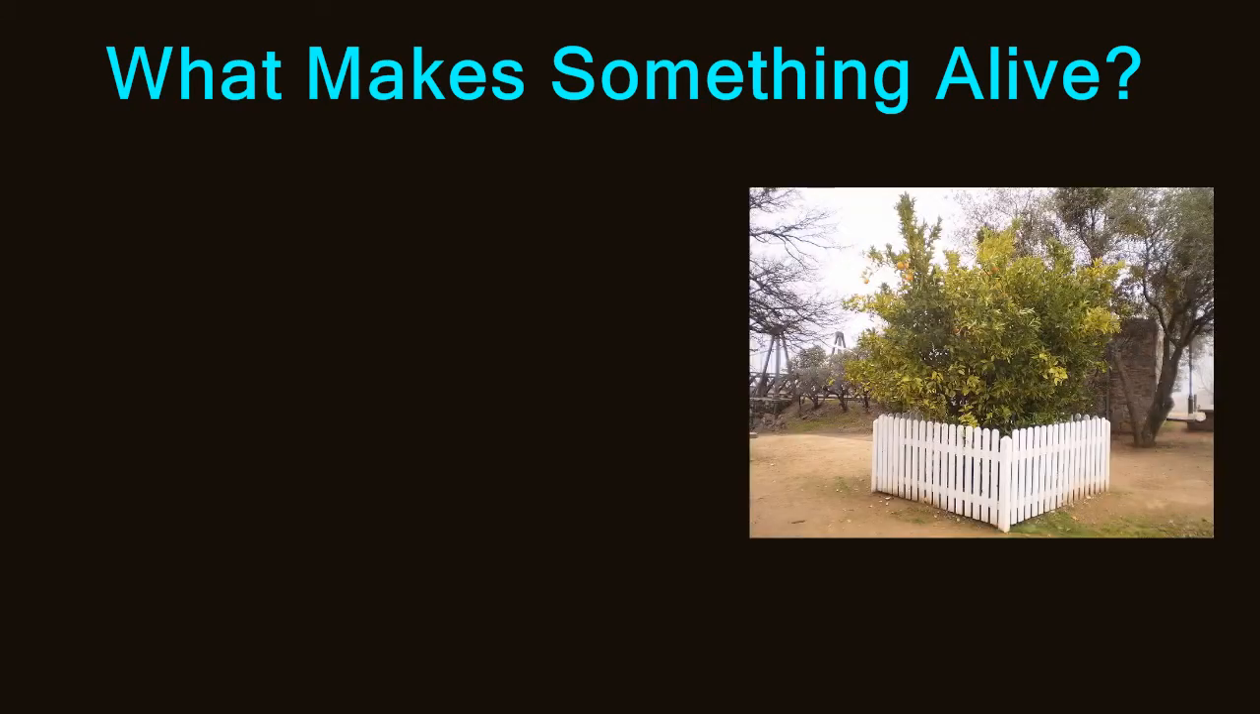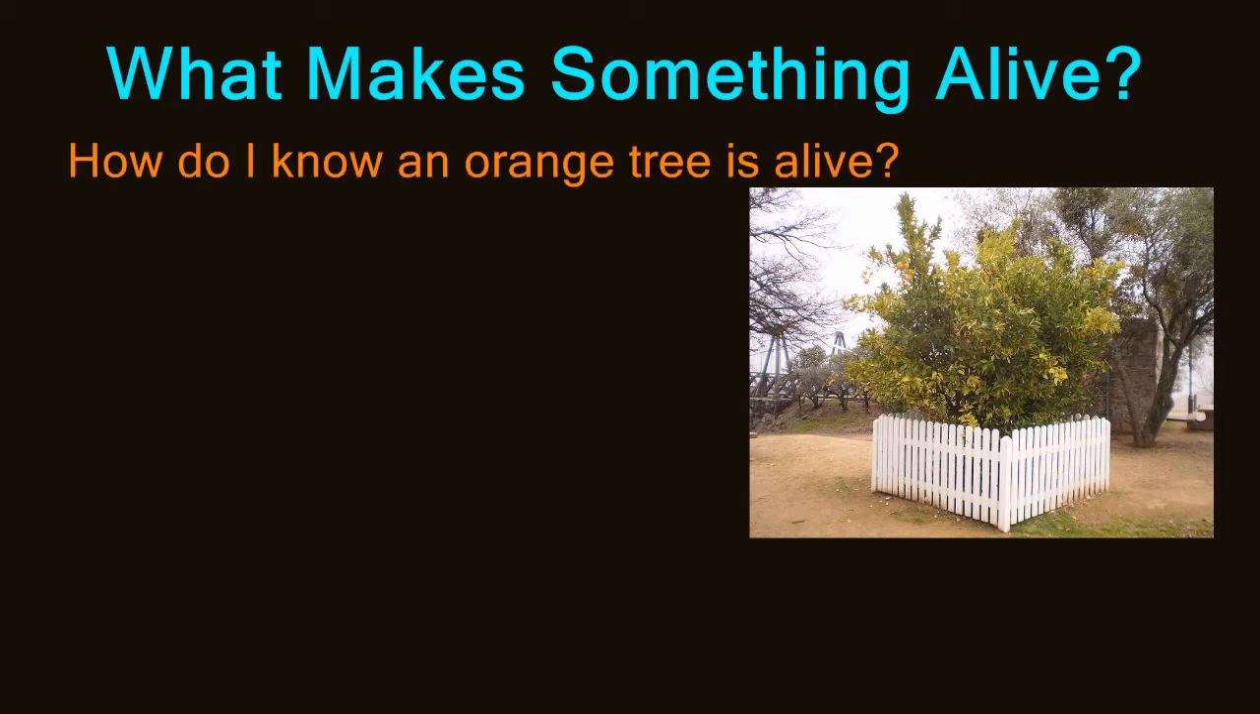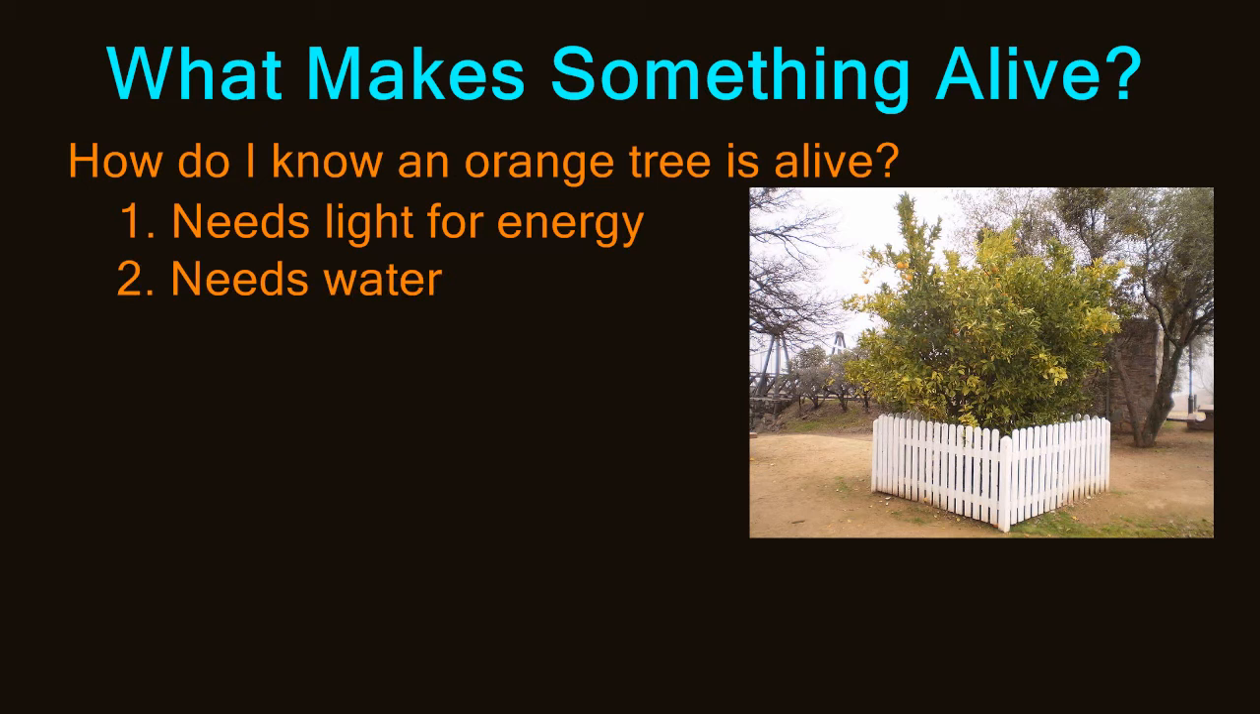Another specimen that I could observe is the orange tree in my backyard. What about this orange tree allows me to know that the orange tree is alive? Well, for one thing, I know that an orange tree requires light for energy to perform photosynthesis and make its food. Like all plants, the orange tree also needs water. I think most things that are alive need water, so I'm going to use that as data to support the idea that the orange tree is alive.